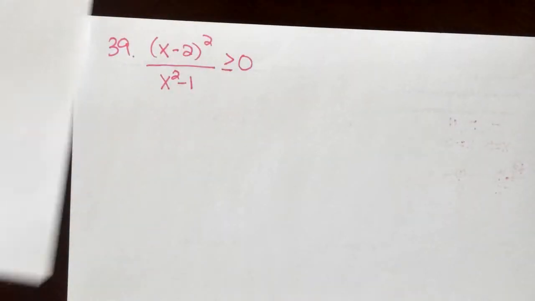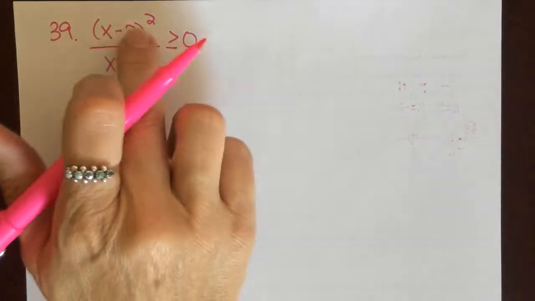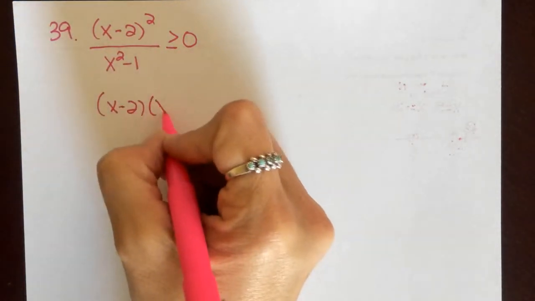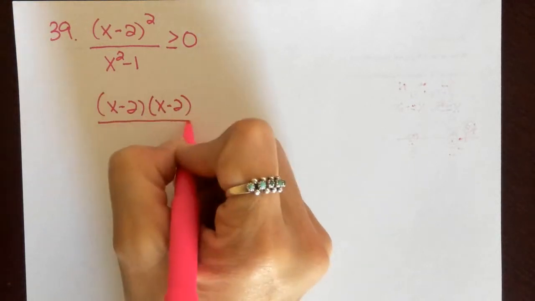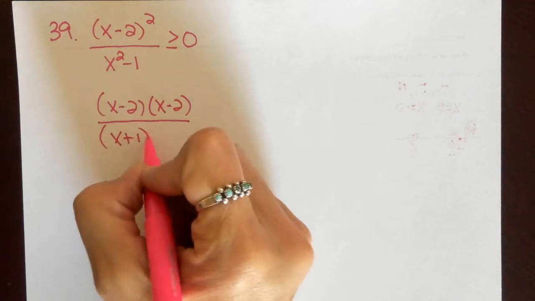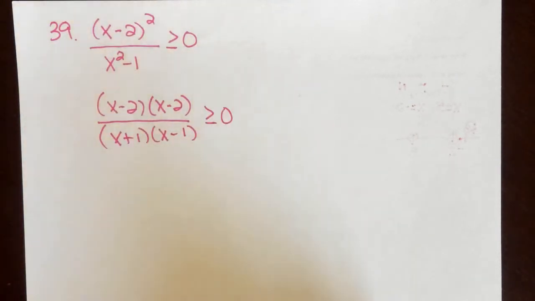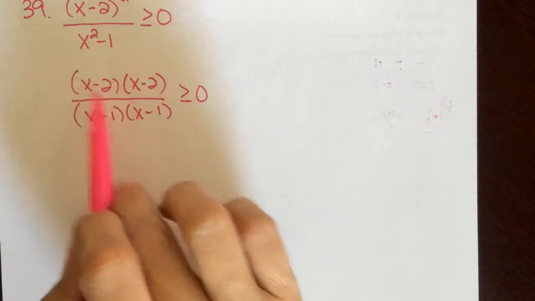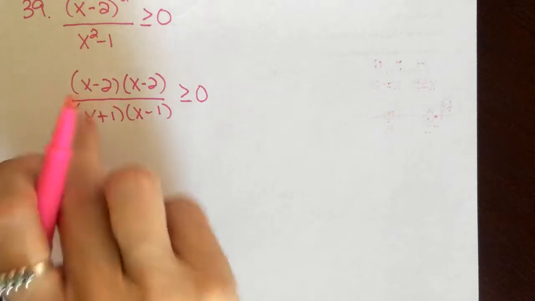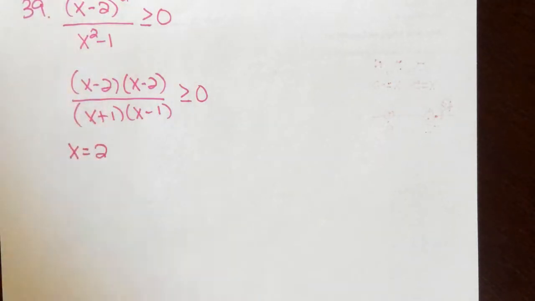All right, so when you have the rationals, we're still going to do the whole factoring thing just like we did in the front. So x minus 2 means I'm going to write x minus 2, and because it's squared, I'm going to write it again. On the bottom, we have a difference of two squares, which we know is x plus 1 and x minus 1, greater than or equal to 0. So when you're solving these, you're going to solve the top just like we did the front. I'm solving each one of these for when x is equal to 0. So x minus 2 equals 0, x equals 2.